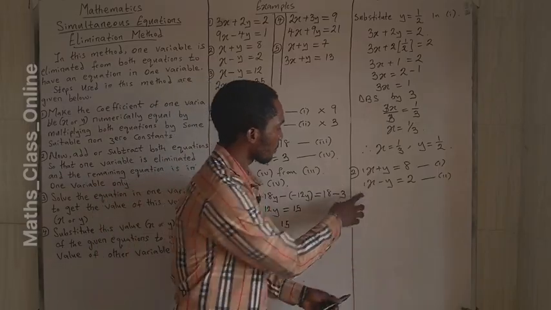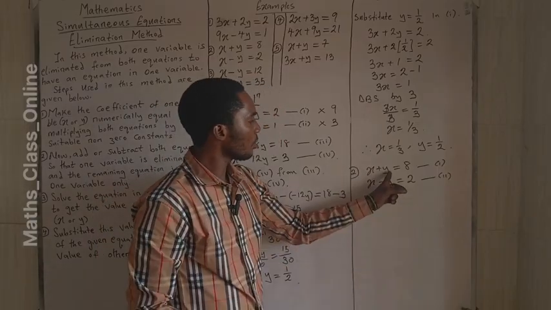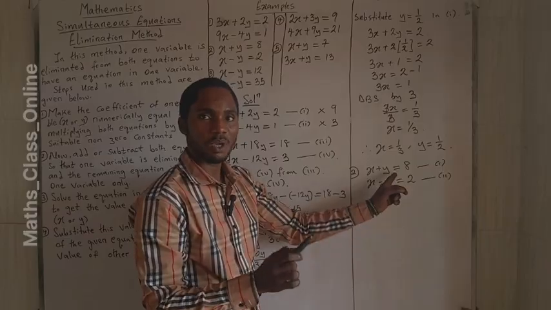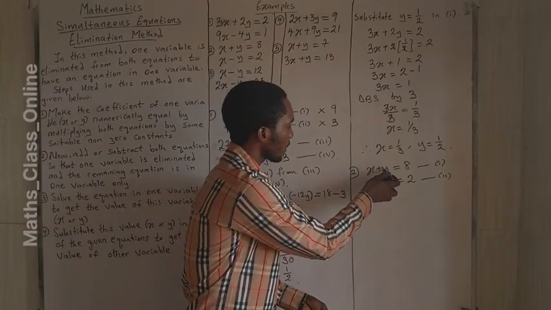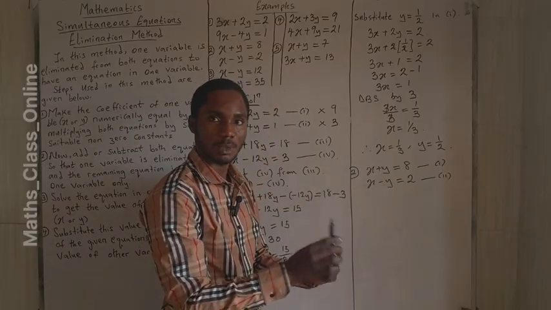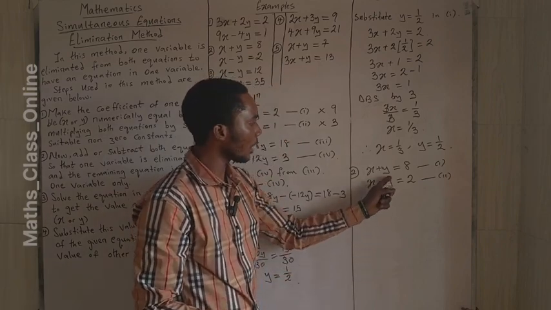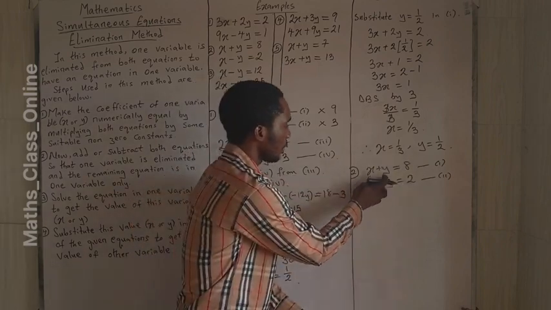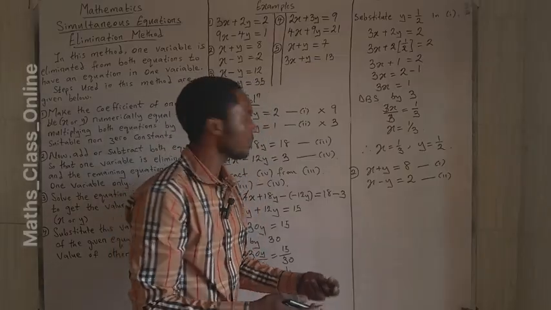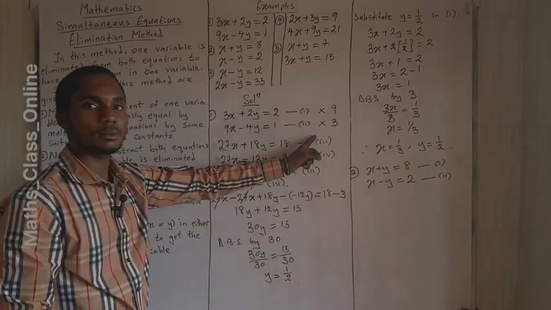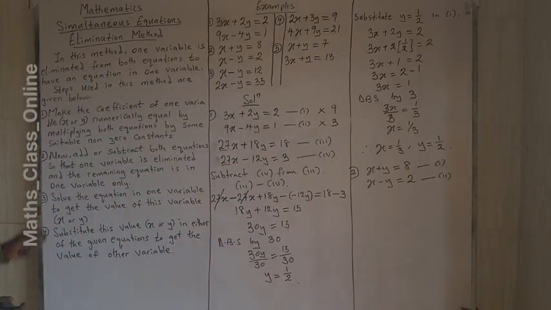Let's check for y. The numerical coefficient of y here is 1, and the coefficient of y here, numerically, is also 1. We also have the same coefficient for y in equation 1 and equation 2. That means we don't have to do any multiplication like this. We move on to step 2.